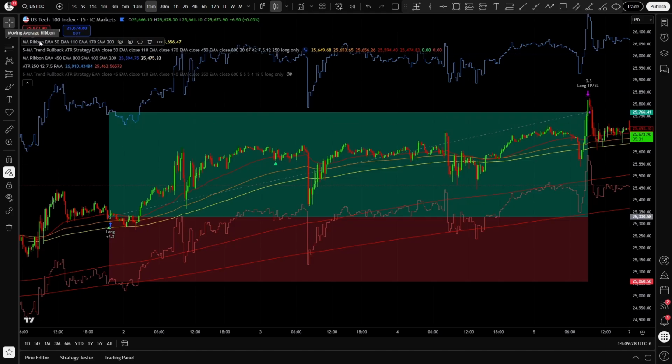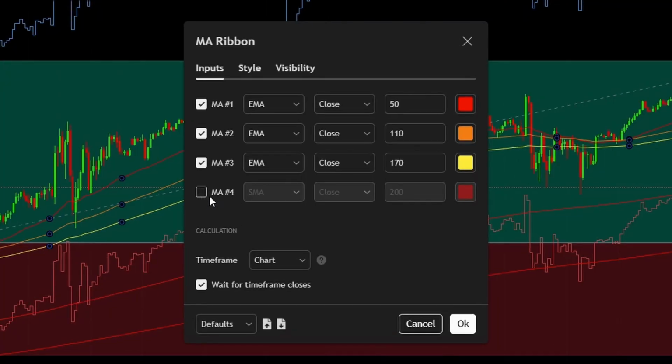Let's open up the first MA ribbon, untick the MA4 option, set all the MAs to EMA, make sure the source is set to close, and the first MA should be set at a 50 length, the second 110 length, and the third 170 length. I used these colors for these 3 EMAs, but you can use whatever you like.